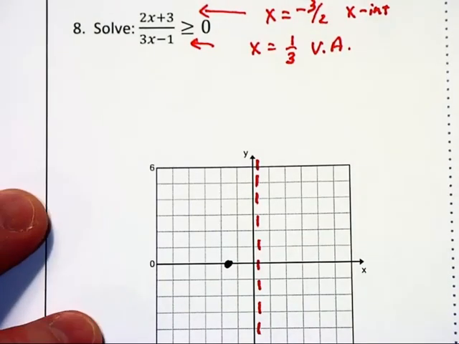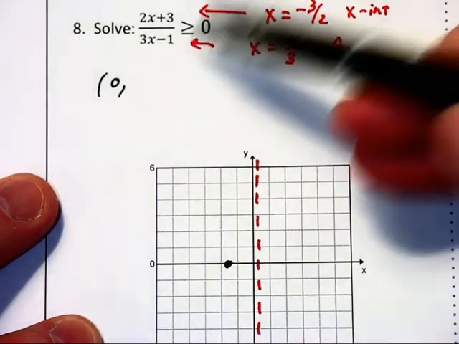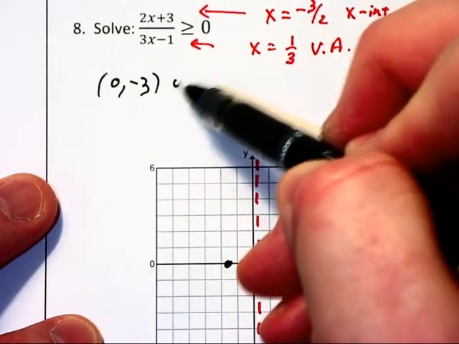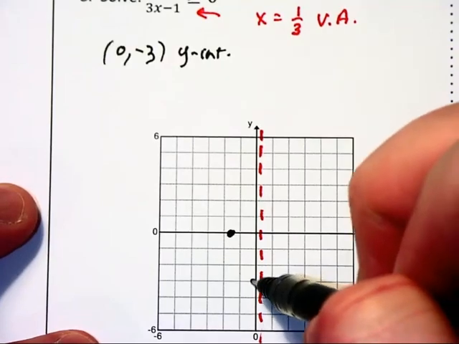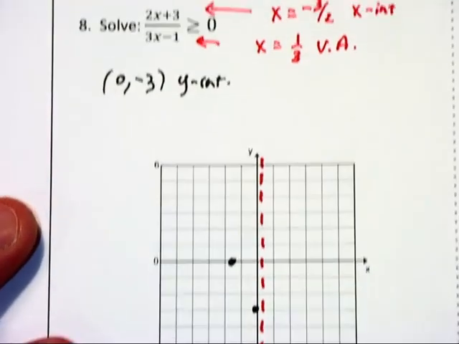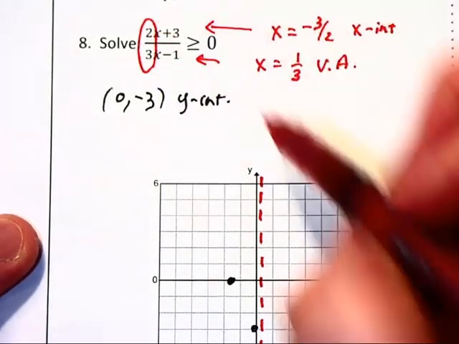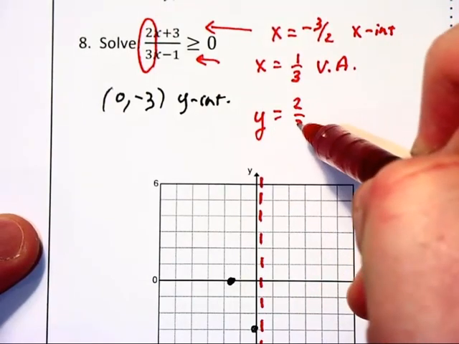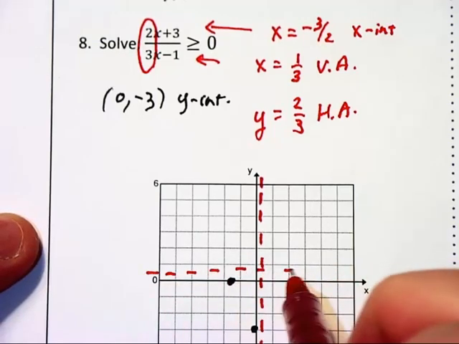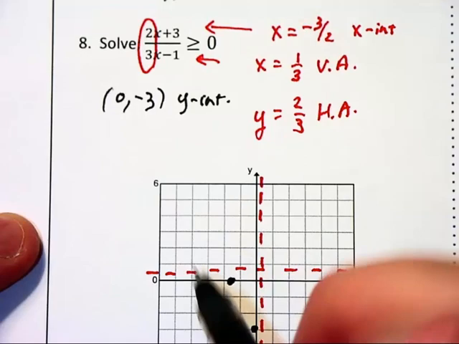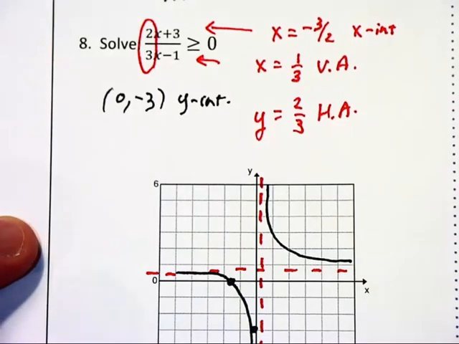We can substitute in 0 into the function and find out that when 0 goes in, we get 3 over negative 1, which gives us negative 3, and that becomes our y-intercept, which I'm going to plot now. Negative 3. And then we look at the degrees of our numerator and denominator. They're both a first power, so we're going to take the ratio of the leading coefficients, and y equals 2/3 will be our horizontal asymptote. So right around there. And that tells us we're going to have a curve down here in the bottom left and another curve up here in the top right.